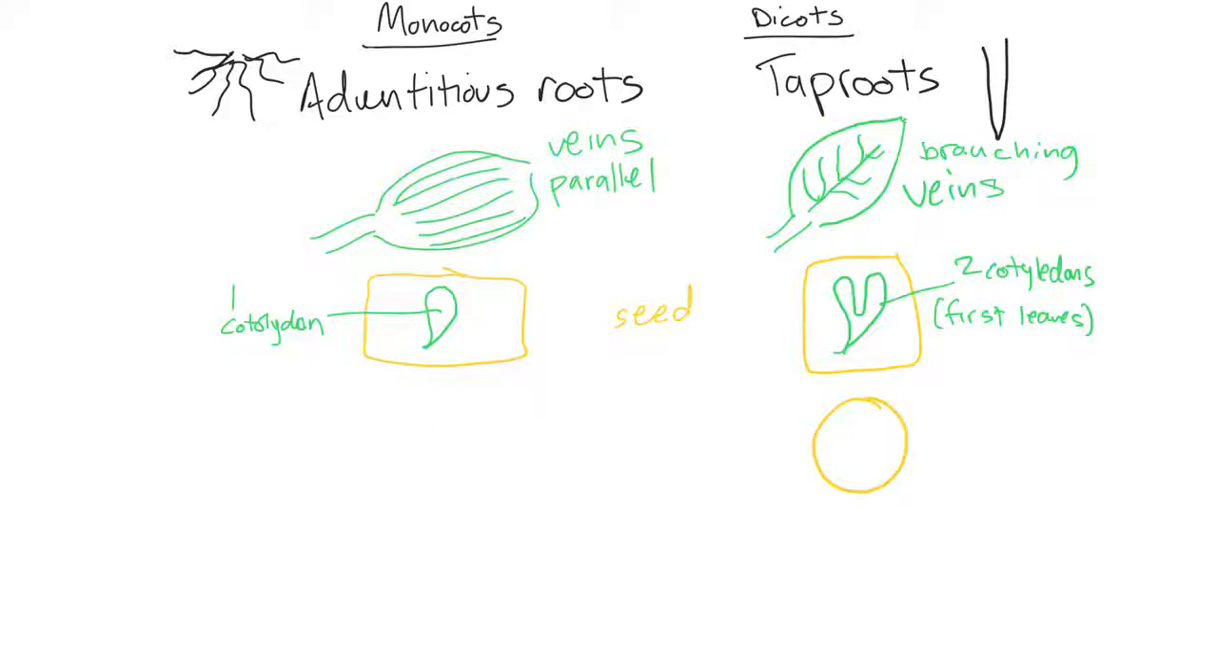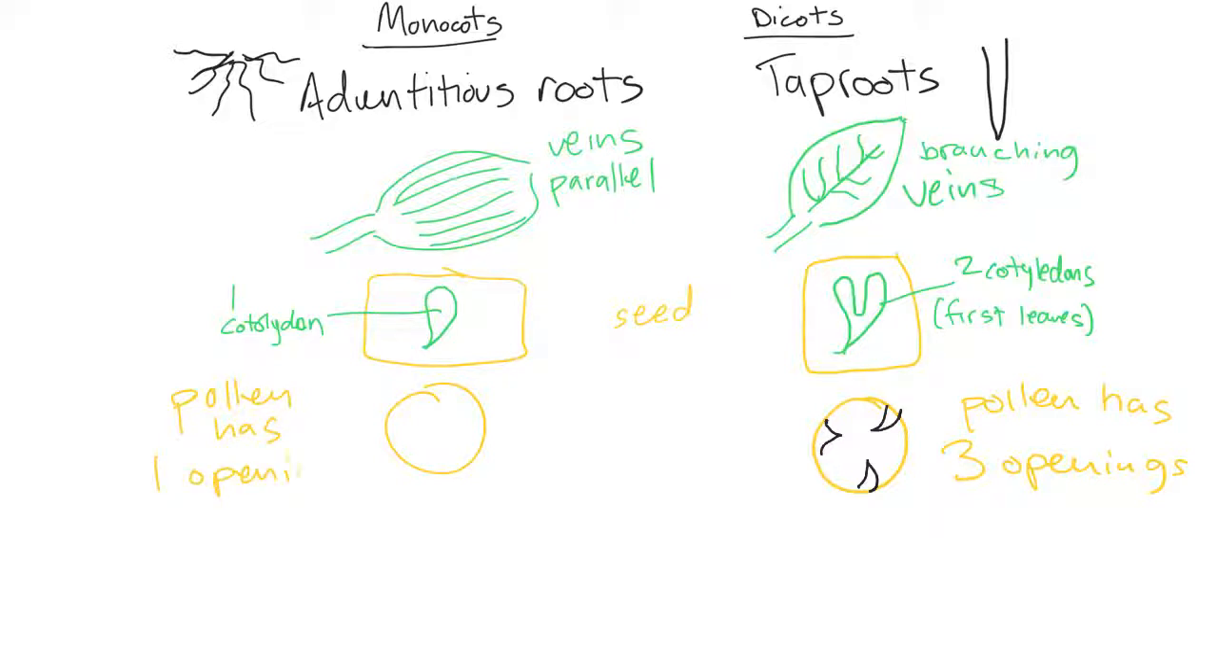Okay, if you look at their pollen grains, they have little openings on them. In dicots, it has 3 openings. It just kind of looks like grooves. In monocots, they just have 1 little opening.